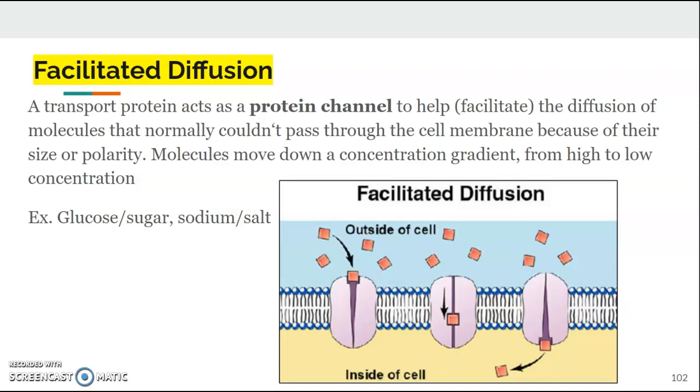Molecules, again, move down the concentration gradient from high to low, right? And things that use facilitated diffusion are glucose and sodium. So glucose is too big and sodium has a charge. So that's why these things need a special gate to go through.